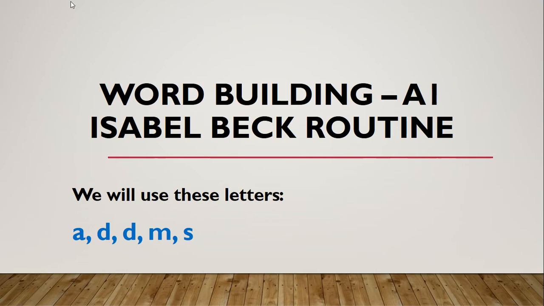But for today, since this is our introduction, we're going to use these five letters: A, D, D, M, and S. The reason that D is listed twice is because when we're first starting to word build, we give students only the letters that we'll be using. The reason that we give them only the letters that we're going to be using is because we want to reinforce the automaticity of that letter sound correspondence.